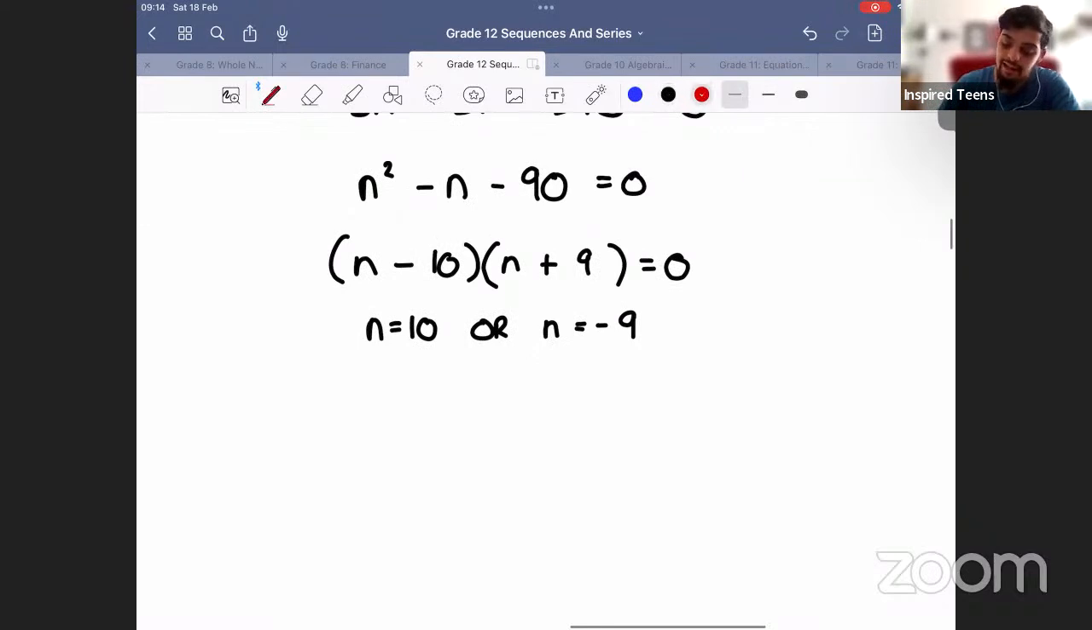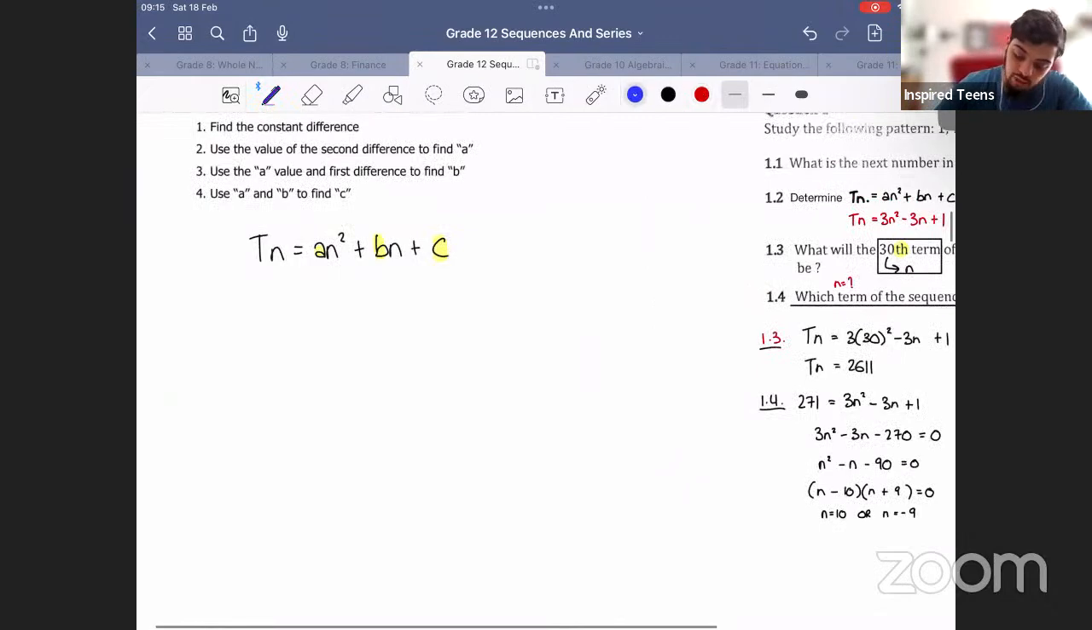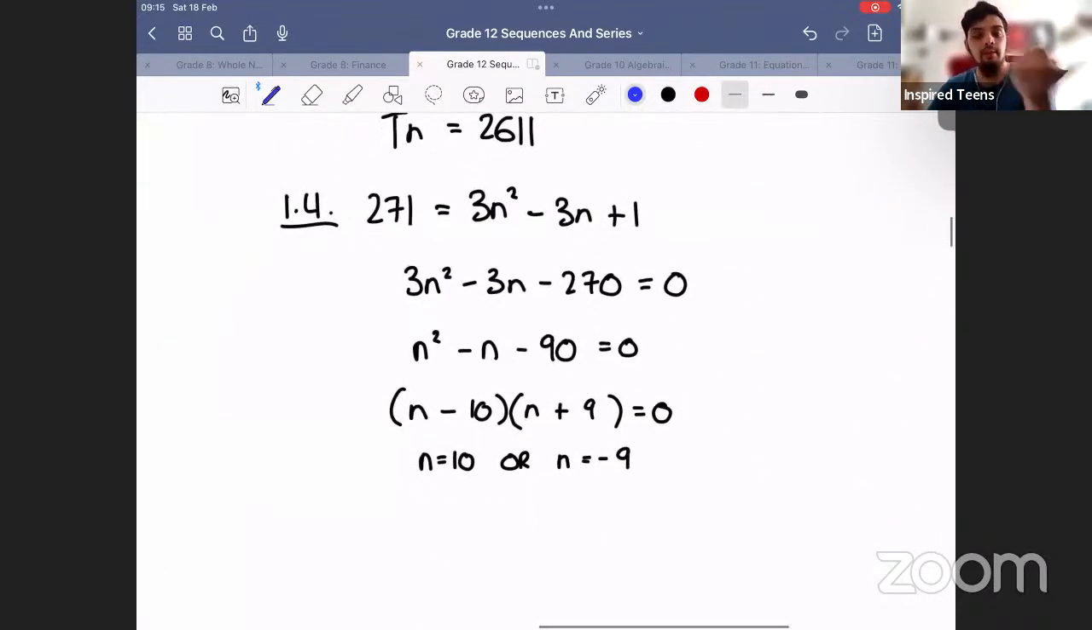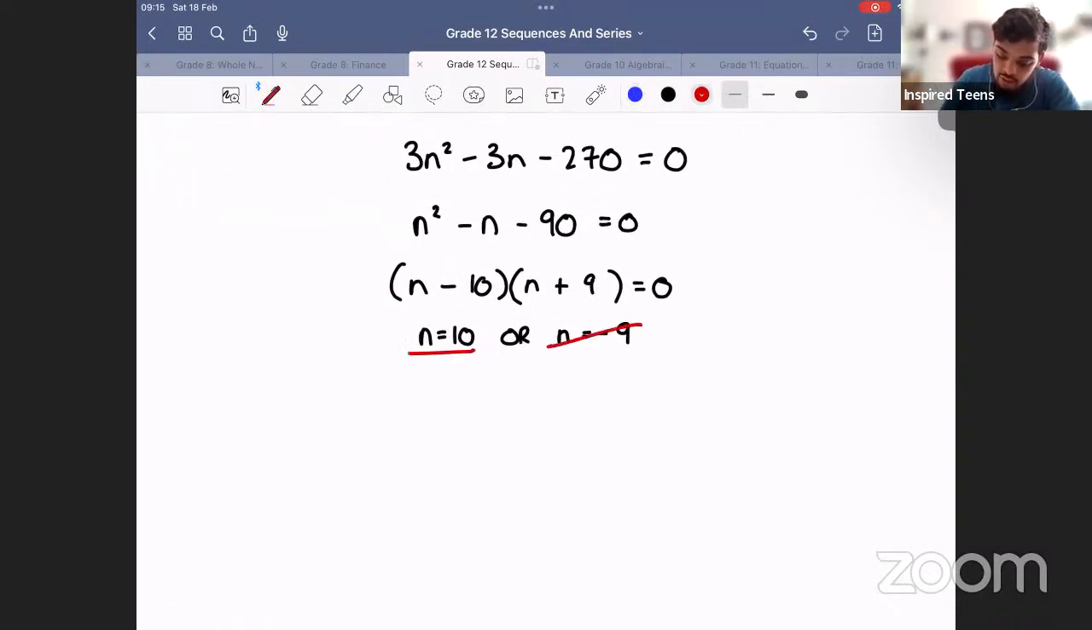So n can never be negative. You can't have the negative 9th term. Okay, n always has to be positive. However, Tn can be negative. Okay, n is always positive. Remember that. Tn can be negative, however. Okay, because n again is the term number. So we only have first term, second term, third term, fourth term, fifth term. However, those values could be equal to negative values. Okay, so we cannot choose the negative answer. We would therefore choose 10.